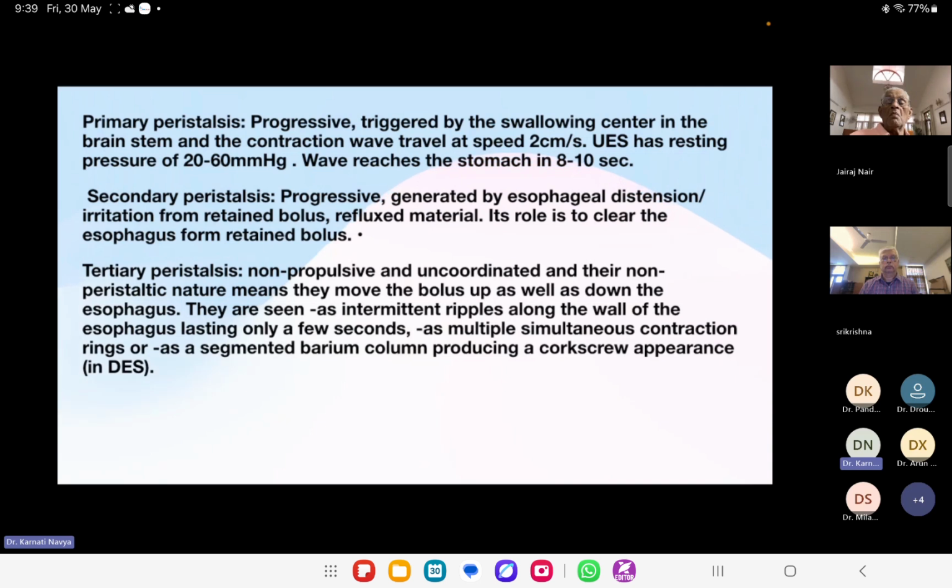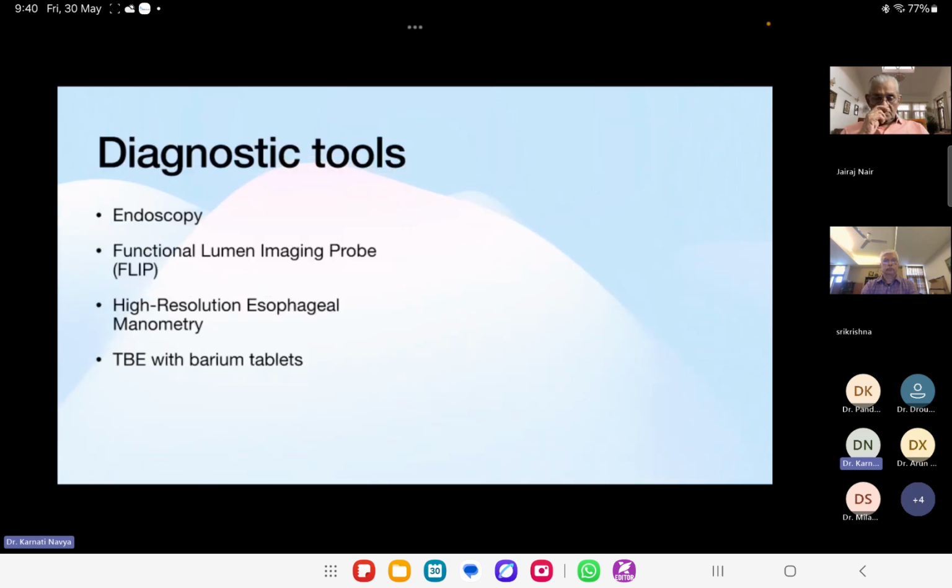Secondary peristalsis occurs only when primary peristalsis has failed and there is retained bolus in the esophagus. Its role is to clear the esophagus of the retained bolus. Whereas tertiary peristalsis is a pathological condition. It is non-propulsive and uncoordinated, and its non-peristaltic nature means it moves the bolus up as well as down the esophagus. It is seen as intermittent ripples along the wall of the esophagus, lasting only a few seconds, as multiple contraction rings or a segmented barium column producing a corkscrew appearance in diffuse esophageal spasm.